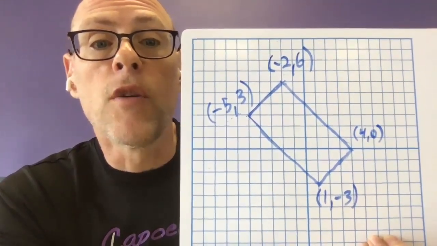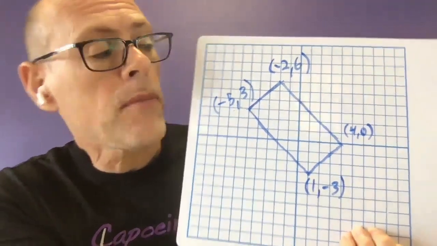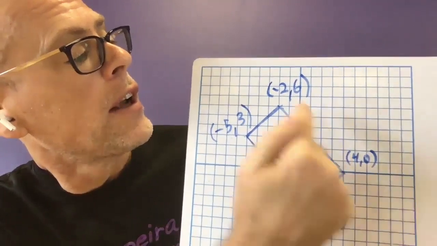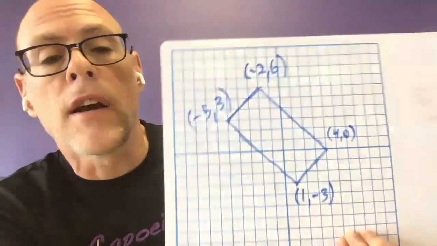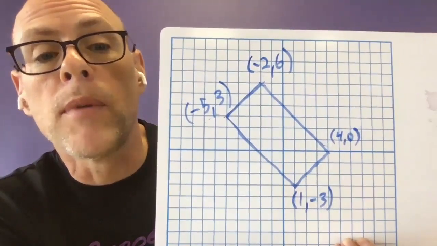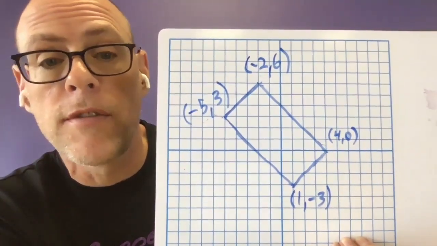Let's find the slope of the four sides. I'm going to start with this point here and that point there. Now take a moment in your notebook, copy down this problem with these coordinates. You can pause the video at this point.